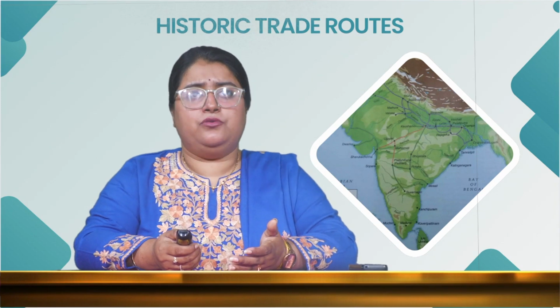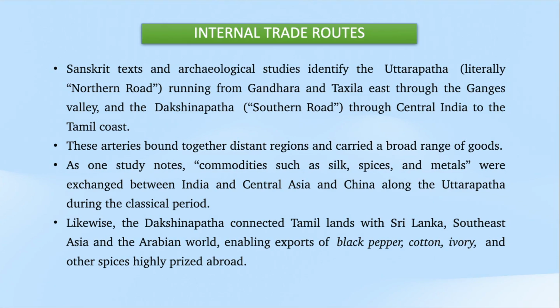When it comes to the internal trade routes, Sanskrit texts and archaeological studies identify the Uttar Path, literally the northern road, running from Gandhar and Taxila east through the Ganges Valley, and the Dakshin Path, that is the southern road through central India to the Tamil coast. These arteries brought together distant regions and carried a broad range of goods. As one study notes, commodities such as silk, spices, and metals were exchanged between India and Central Asia and China along the Uttar Path during the classical period. Likewise, the Dakshin Path connected Tamil lands with Sri Lanka, Southeast Asia, and the Arabian world, enabling exports of black pepper, cotton, ivory, and other spices highly prized abroad.